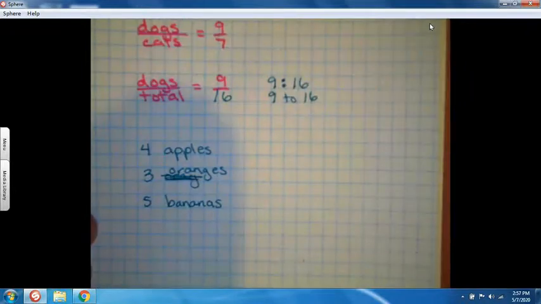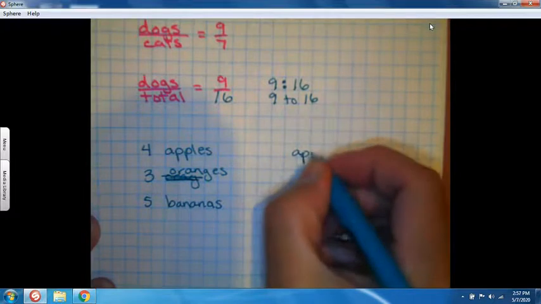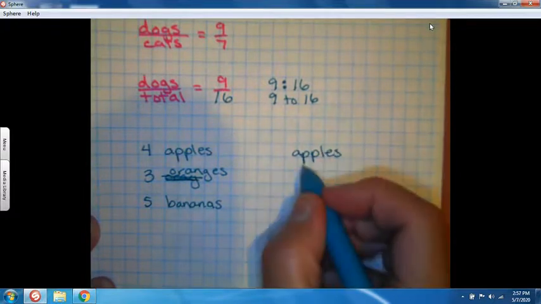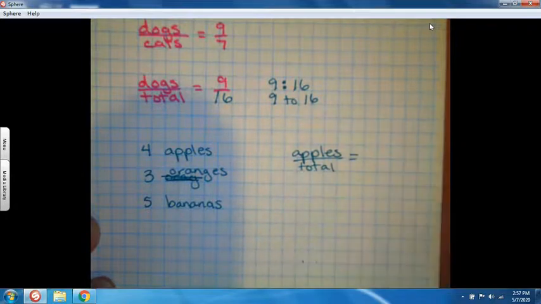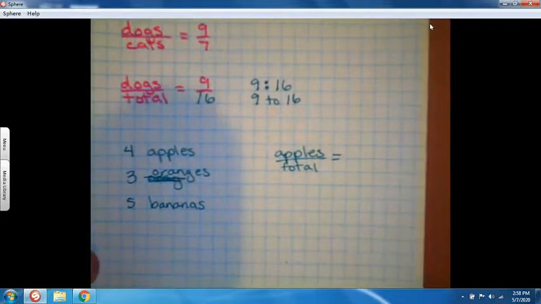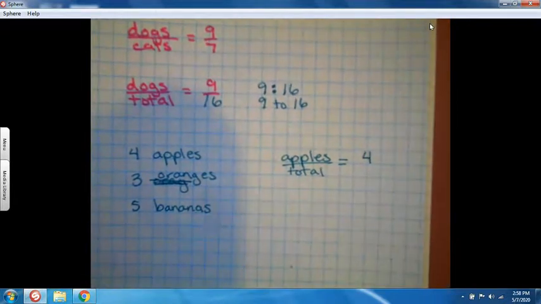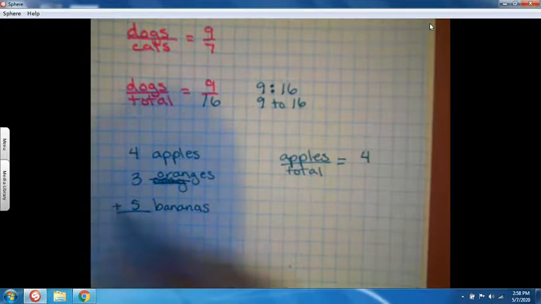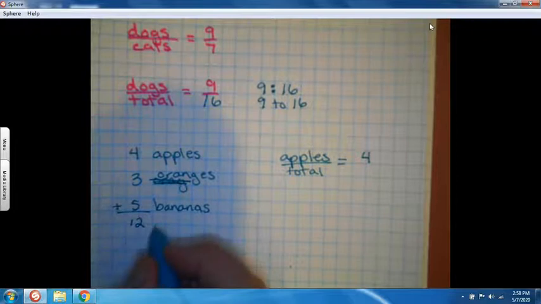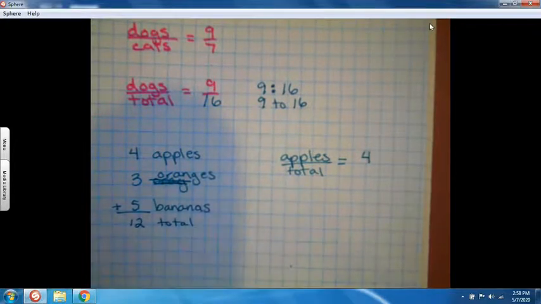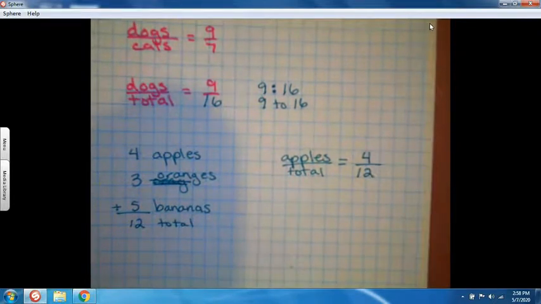Now, let's say they ask you for apples to total. All right, so how many apples do we have? 4. Stick it on the top. What's my total? Well, we have to add this up, remember? So that's 4 plus 3 plus 5, that's 12 total. So 4 apples to 12 total pieces of fruit.